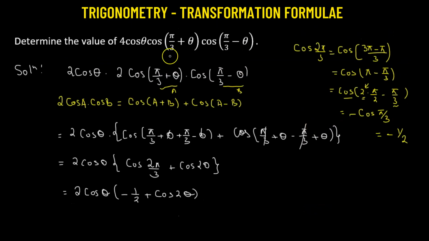So that means the value of this given trigonometric expression, 4 times cosine theta times cosine of pi over 3 plus theta times cosine of pi over 3 minus theta, comes out to be equal to cosine of 3 theta.